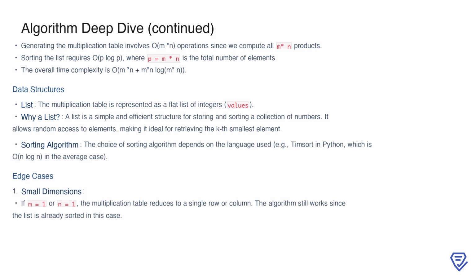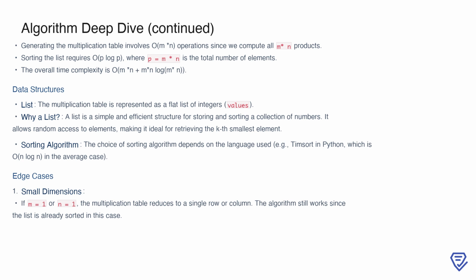For space complexity, the algorithm uses a single list to store all the values, which requires O(m×n) space. Sorting is performed in place, so no additional significant space is needed beyond the list itself. A list is chosen as the primary data structure because it offers efficient random access, making it ideal for retrieving the kth element once the list is sorted.